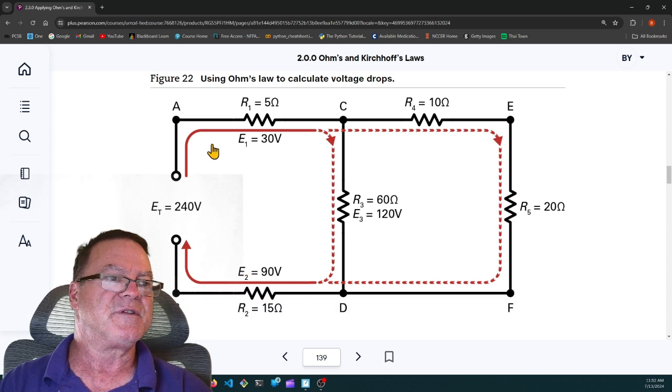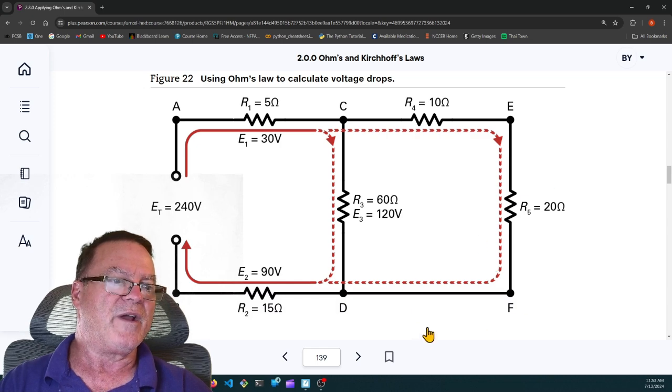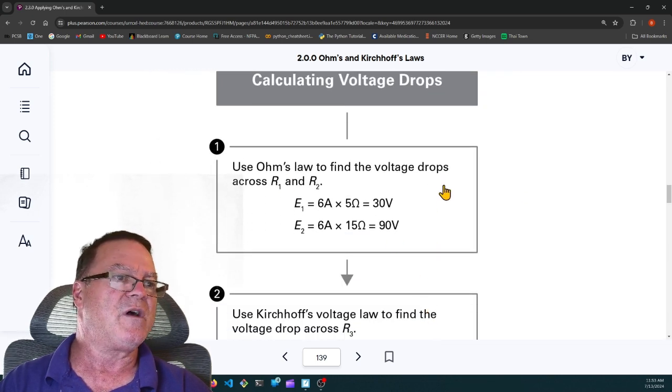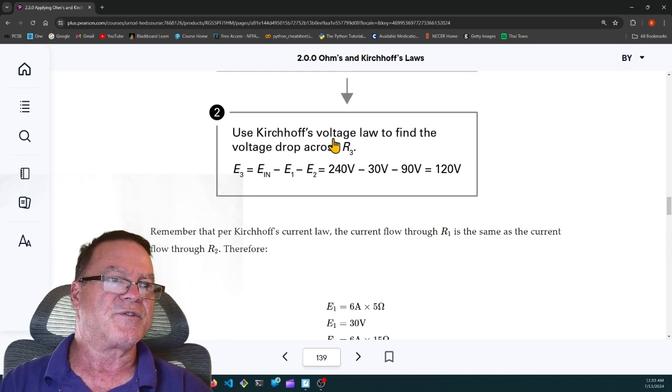Knowing that we have 6 amps, then we should be able to go back and find the voltage drop. 5 ohms times 6 amps is 30 volts. And 15 ohms times 6 amps was 90 volts. So we ended up with 6 amps flowing through R3 and 4 and 5. We have to find out how much we have. Use Ohm's law to find the voltage drops across R1 and R2. So we did the voltage drops and found 30 and 90. Use Kirchhoff's voltage law to find the voltage drop across R3. So when we do it, we got 120 volts.